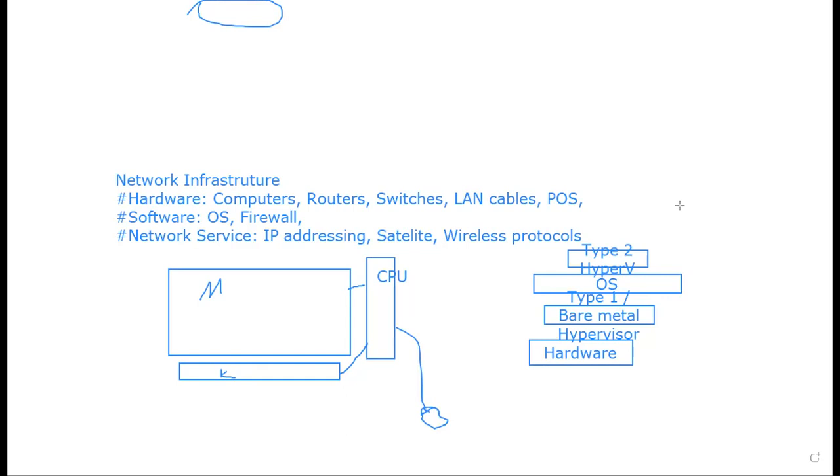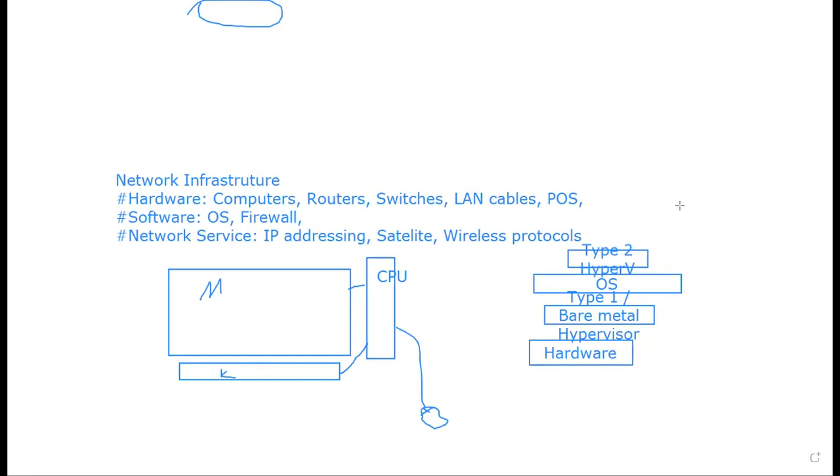Now, type 2 hypervisors, they are hosted hypervisors. They abstract guest operating systems. They run on operating systems for you to control, for you to be able to create virtual machines.